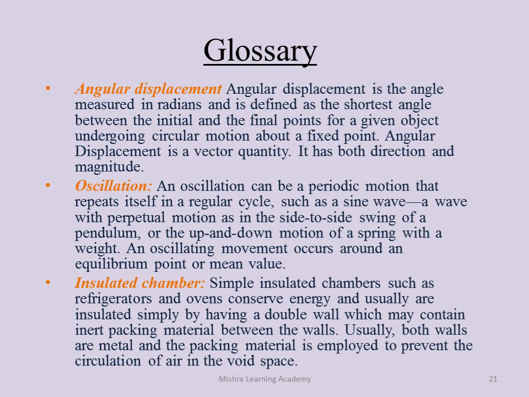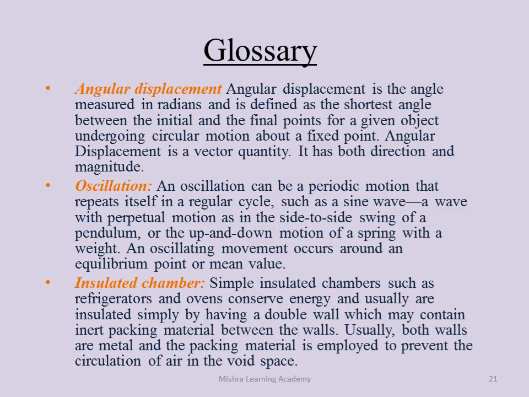What is angular displacement? Angular displacement is the angle measured in radians. It is defined as the shortest angle between the initial and the final points for a given object undergoing circular motion about a fixed point. Angular displacement is a vector quantity. It has both direction and magnitude.